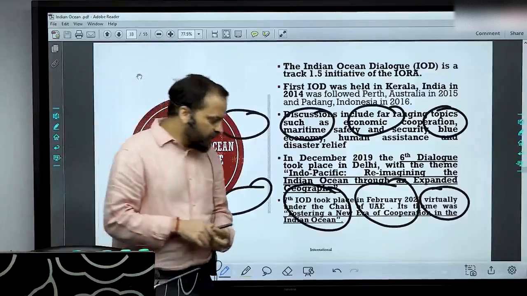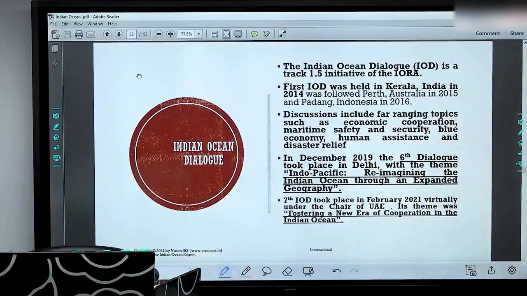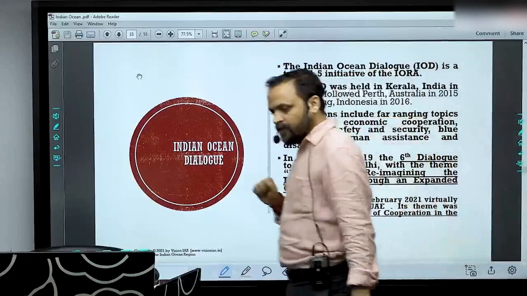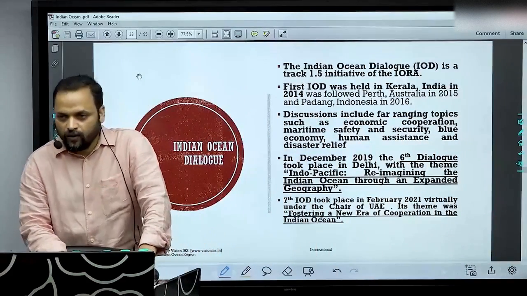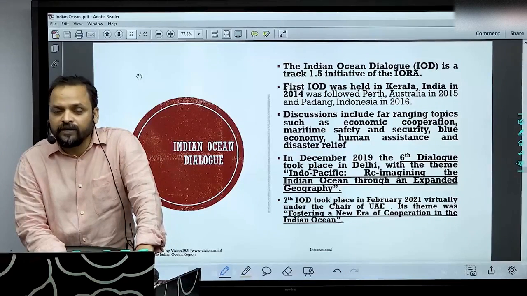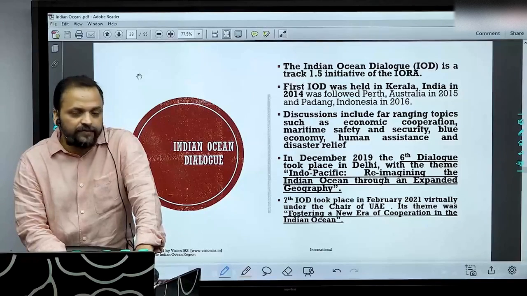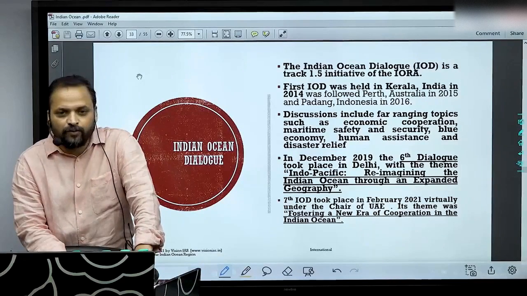And then Indian Ocean Rim Association primarily promotes dialogue. So then you have certain initiatives of Indian Ocean Rim Association which are in news, especially when India hosts them. So IOD is Indian Ocean Dialogue. All right, Indian Ocean Dialogue. Indian Ocean Dialogue is a Track 1.5 initiative. क्या है Track 1.5 initiative? What is a Track 1.5 initiative or Track 1.5 diplomacy?